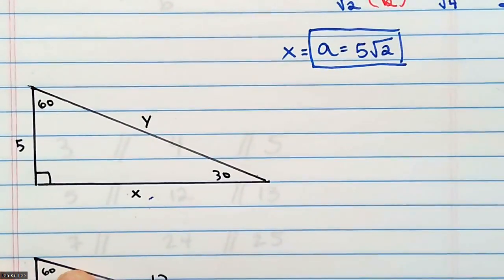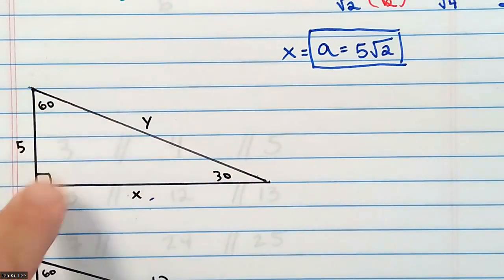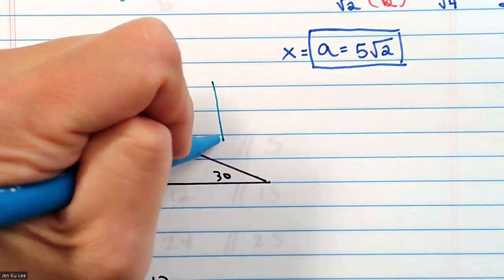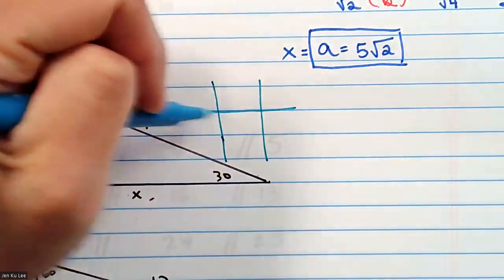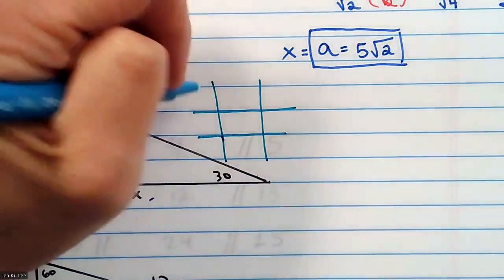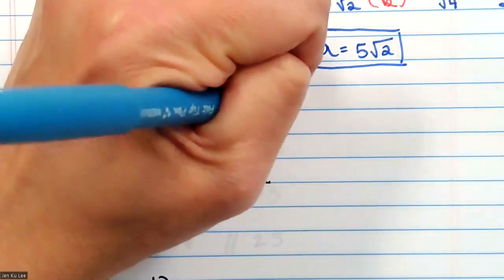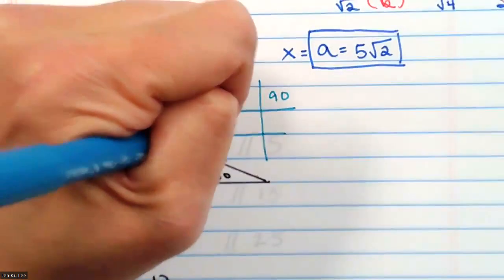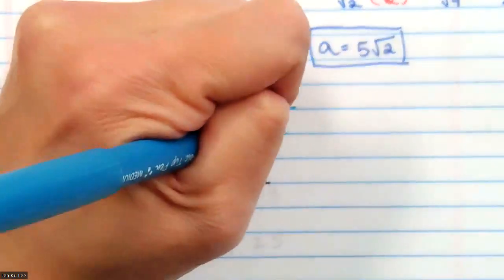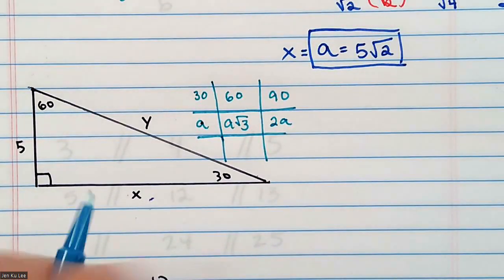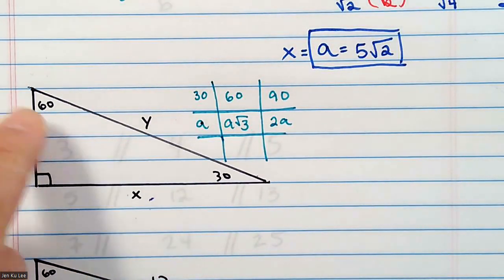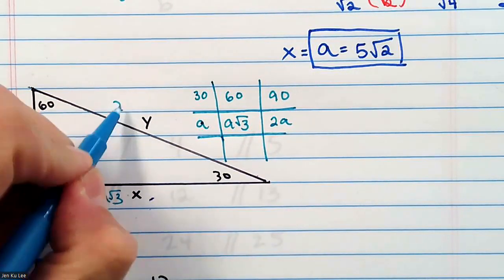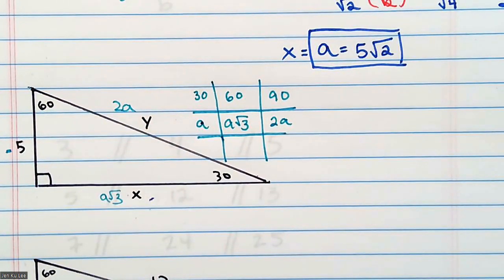Okay, so I want to go over one of each. So this is a 30, 60, 90 triangle, correct? So right off the bat, I am going to put my tic-tac-toe chart. 30, 60, 90. I know across the 30 is a. Across the 60 is a square root of 3. Across the 90 is 2a. That is the value of the sides compared to one another.